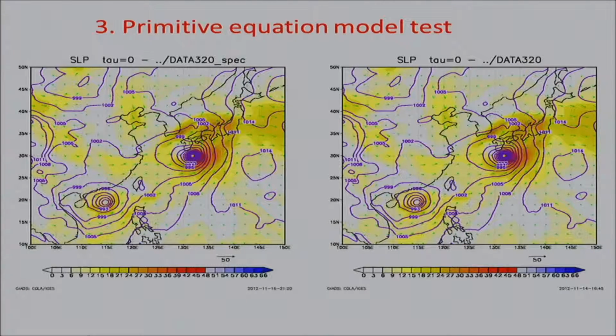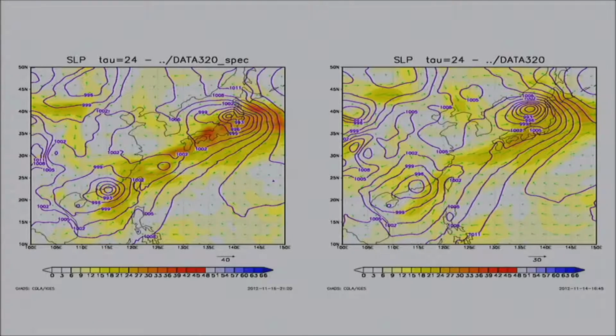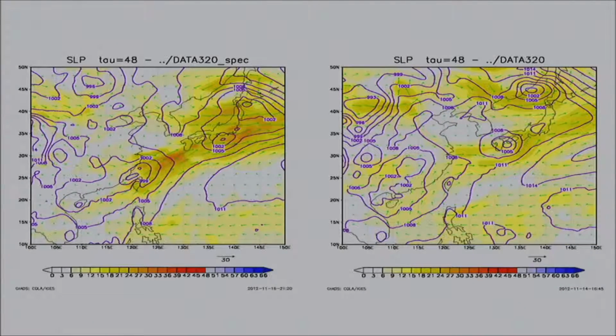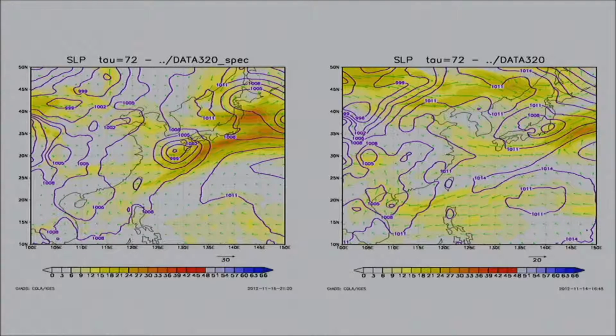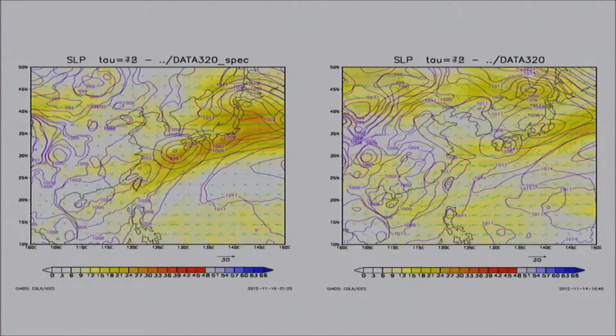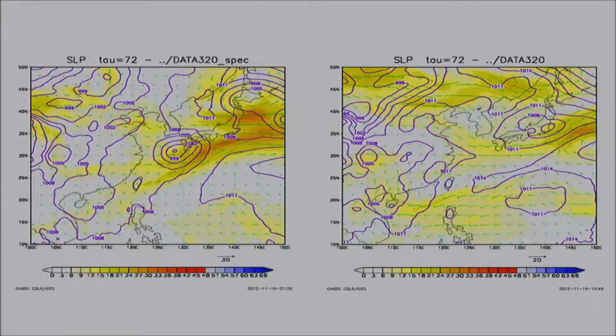And finally, this is the primitive equation. This is a Sanvu typhoon case. You can see the initial time, 24-hour forecast, 48-hour forecast, and 72-hour forecast. The left-hand side is the spectral model, and the right-hand side is the semi-Lagrangian model. You can see the pattern is quite similar, but the system is quite weak in the semi-Lagrangian model.